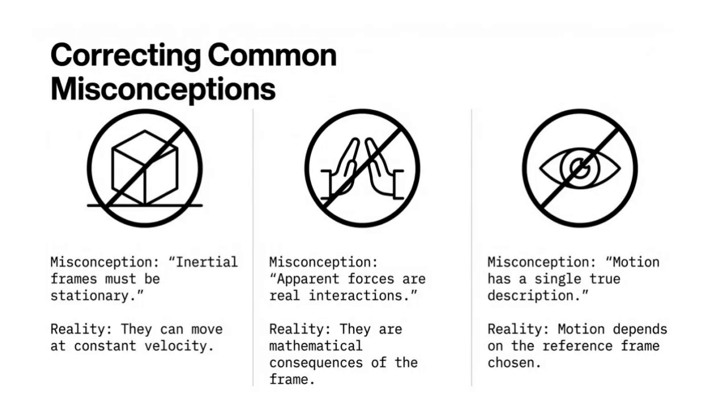Now, let's clarify some common misunderstandings. First, it's important to know that inertial frames don't have to be completely still. They can actually move at a constant velocity. Next, the so-called apparent forces aren't real forces, but rather mathematical results due to the frame of reference you're using. Lastly, motion isn't something fixed with just one true description. It changes depending on which reference frame you choose, so multiple perspectives can all be valid. Understanding these points helps clear up confusion and gives a better grasp of the concepts we're discussing.